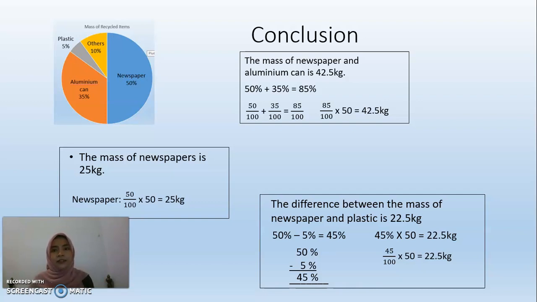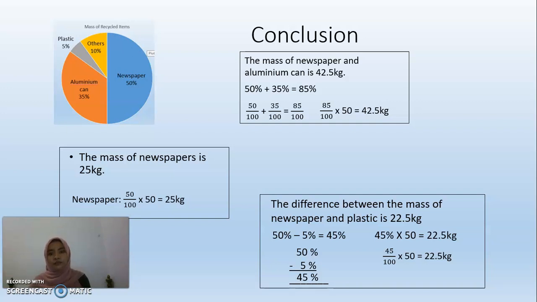Okay, for the second one, the mass of newspaper and aluminium can is 42.5 kilogram. How do we count it? Okay, first of all, we add the percentages of newspaper and aluminium can. 50% plus 35%, we get 85%, right? So 85 over 100 times 50 kilogram, and we will get the answer, 42.5 kilogram. So the mass for newspaper and aluminium can is 42.5 kilogram.